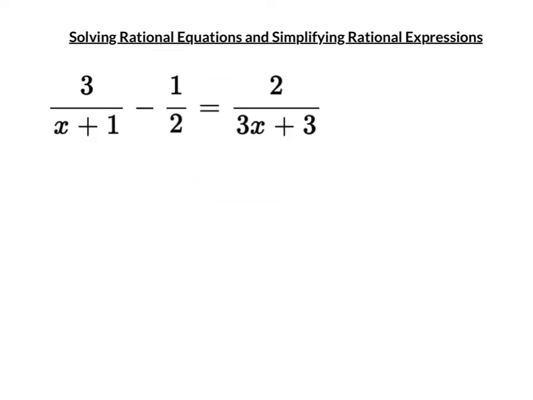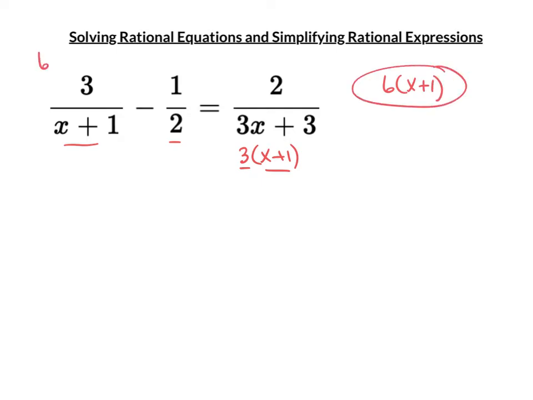You have to remember when we work with fractions that had lots of x's in them, we always had to factor to get our common denominator. That's still true. You have to realize that 3x plus 3 is 3 times x plus 1. If you don't, this problem becomes a lot harder. Every denominator is going to need an x plus 1 in it. Every denominator is going to need a 3 in it and a 2 in it. The common denominator, the least common multiple, is going to be 6 times x plus 1. Now I'm going to multiply that by every term.